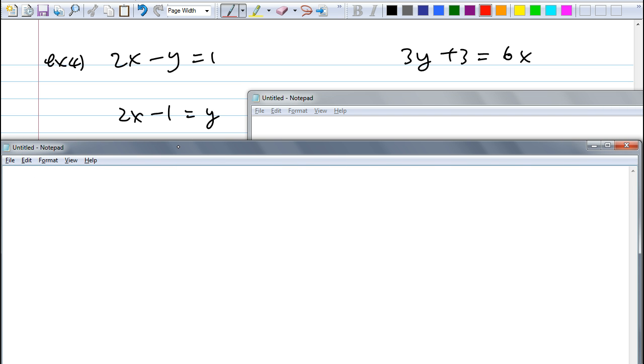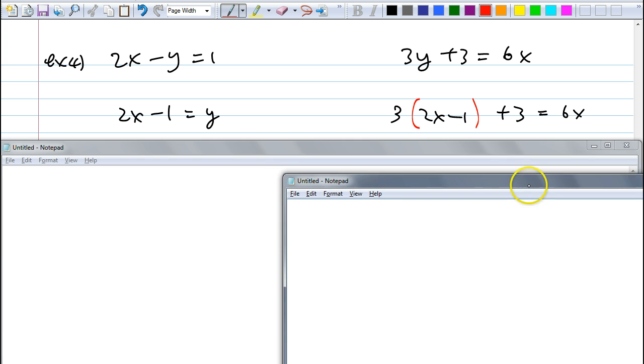Song, tell me what to plug in. On the right side, what do I get? 3 times 2x minus 1, plus 3 equals 6x. You got it. Okay, very good. So that's the third equation.